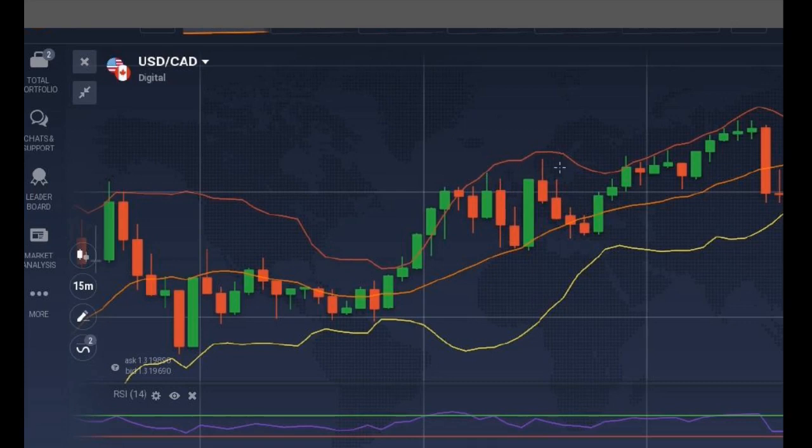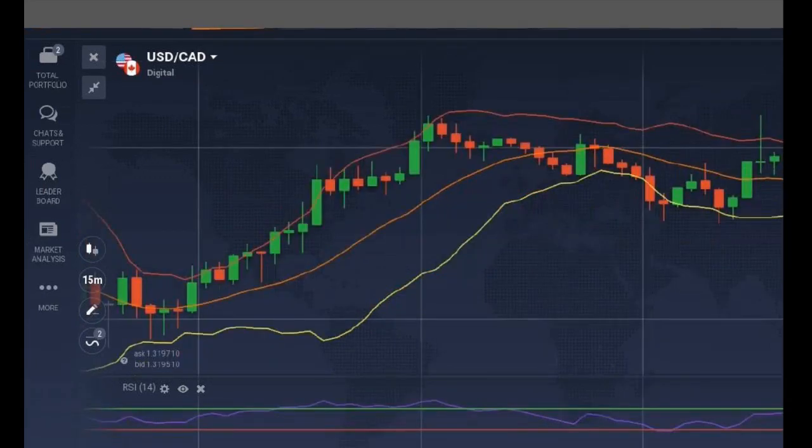Okay, so let's move on to the next chart. The next one is USD CAD. Okay, so this is also USD CAD, and you can see clearly that this also formed the hamster pattern here. You can see it clearly. It also formed here. Okay, so you can see what happened.